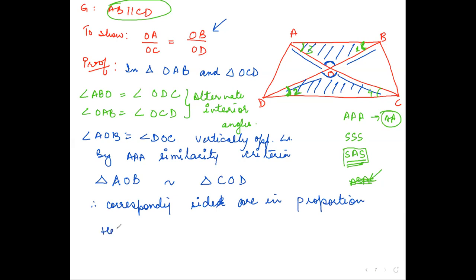And hence, if I take the side of one triangle, AO, then I have to take OC. If I'm taking this side, this side will be proportional to this one. So that's how I'm naming it: AO will be proportional to OC, as I told you. And this will be OB. If we take these two, it will be proportional to OD. That's how we name the triangle. So OB upon OD. Hence proved.